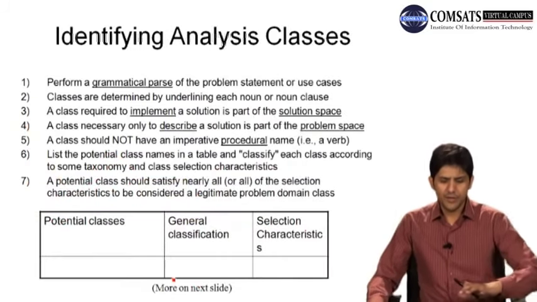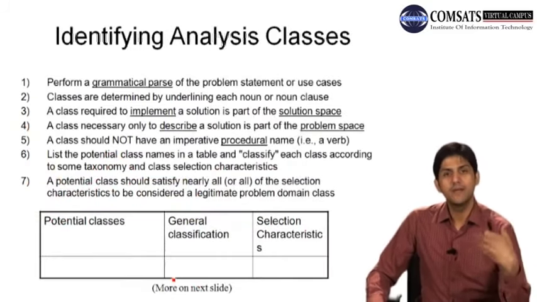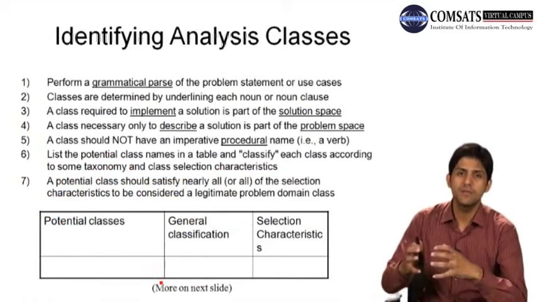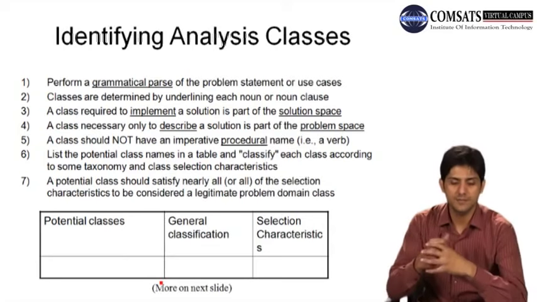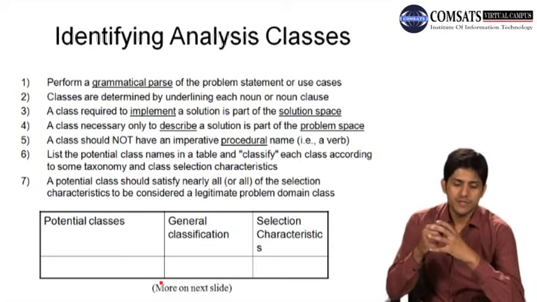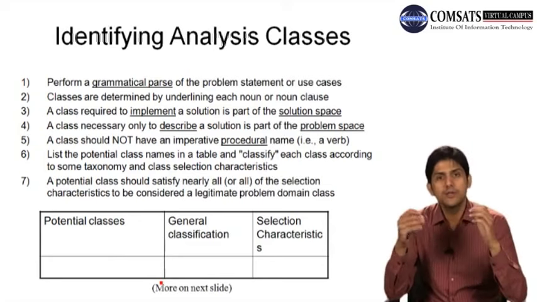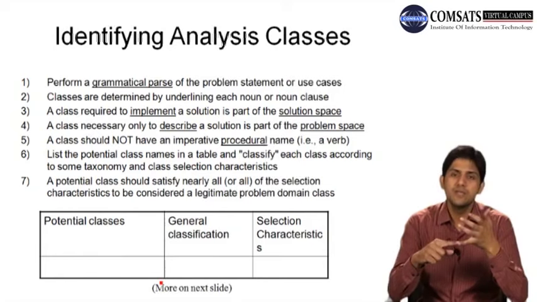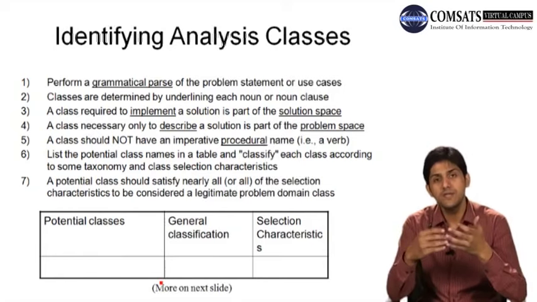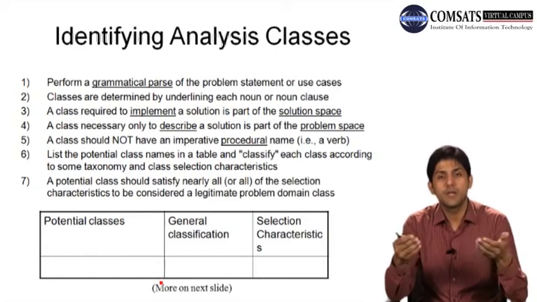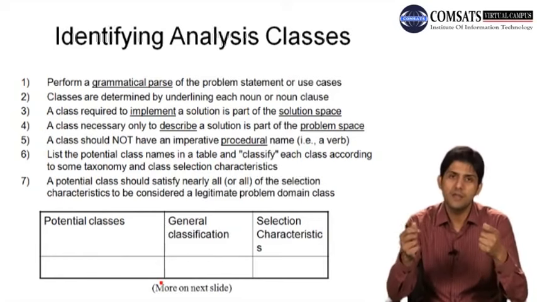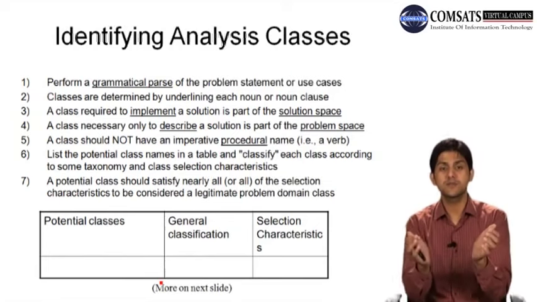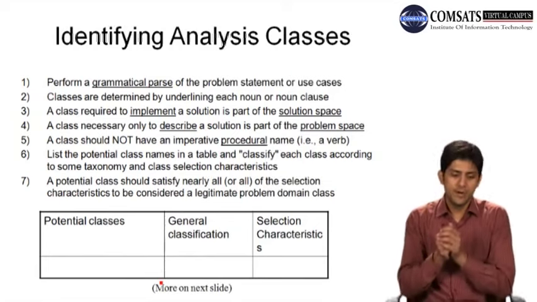Now I already told you that we have gone through this. How do we identify these analysis classes? But let's quickly go through them again, because this is where we are formally discussing how to make these class-based models. What we do is we perform a grammatical parse. We have seen how important that is. We did a grammatical parse when we drew the DFDs. So again, we are doing this grammatical parse. So you can imagine the importance of the text that you actually write, for example, the use case descriptions that you write. How important is that?